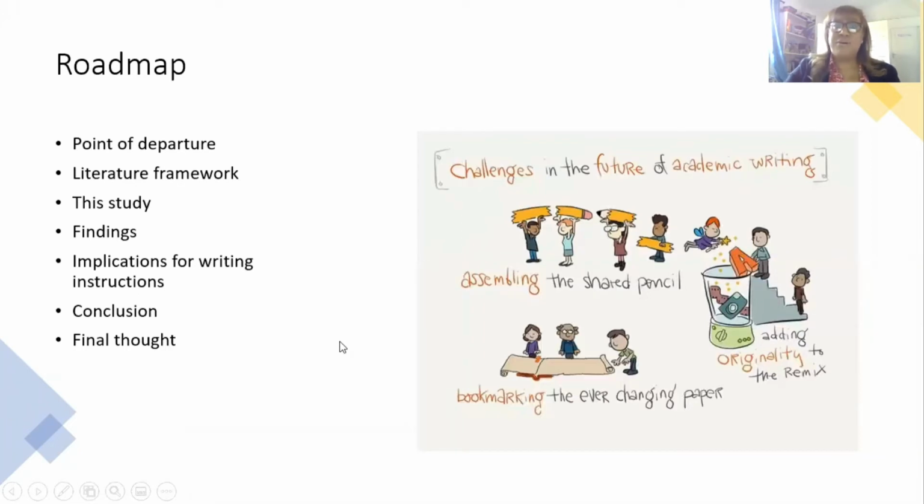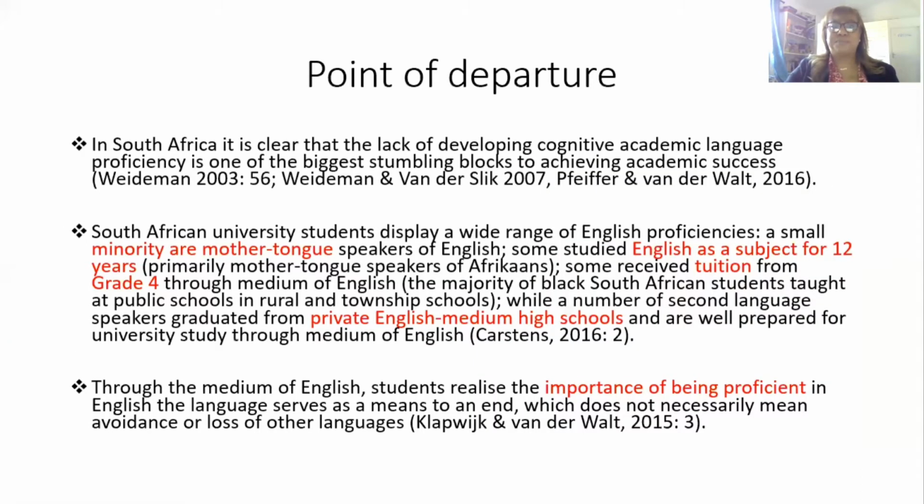So having a look at my roadmap, of course, there's a point of departure and what motivated the study. Then I'll have a look at some literature review. Then I'll discuss my study, my findings, the implication for writing instructions, then the conclusion and my final thoughts.